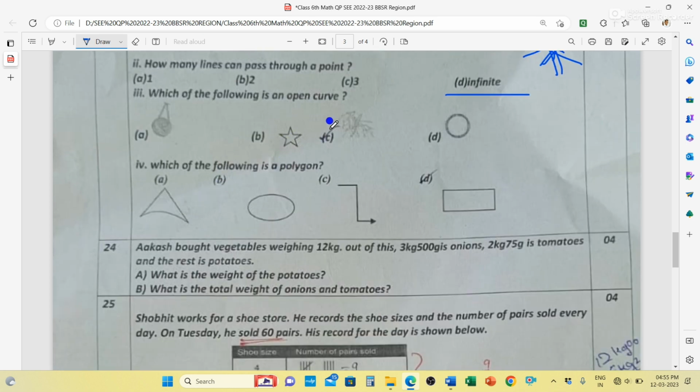Which of the following is an open curve? This one is an open curve. This one is closed. This one is also closed. This one is also closed. This one is open. Which of the following is a polygon? This one is a polygon having four sides: 1, 2, 3, 4.